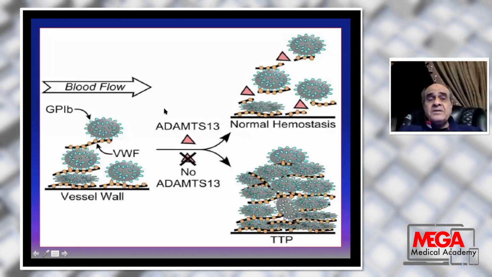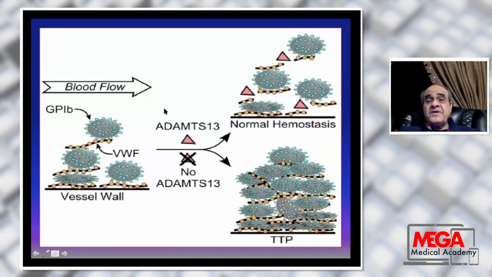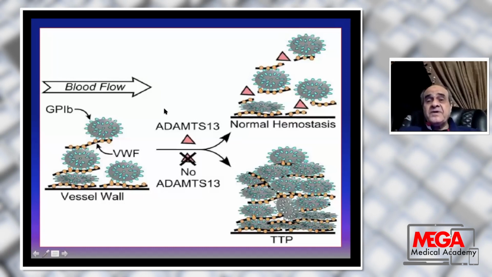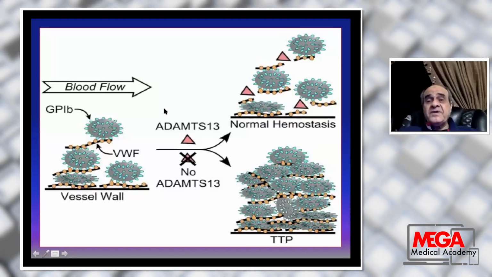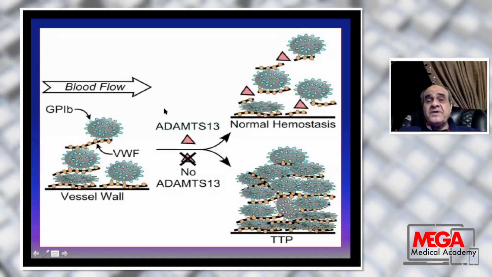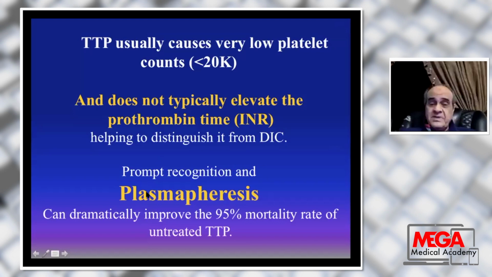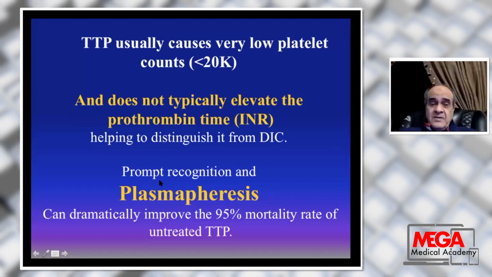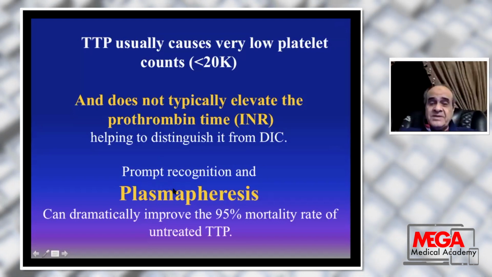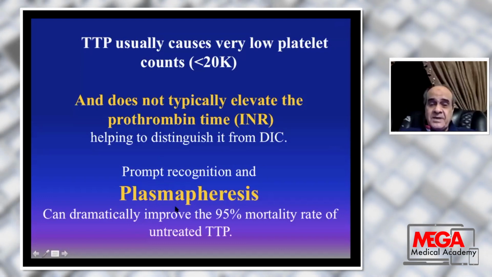TTP usually causes very low platelet counts, less than 20,000, and doesn't typically elevate the prothrombin time, helping to distinguish it from other coagulation parameters. Recognition is very important in TTP, and we have to start plasmapheresis, which will improve the patient. Plasmapheresis must be continued till the patient exhibits a normal platelet count.